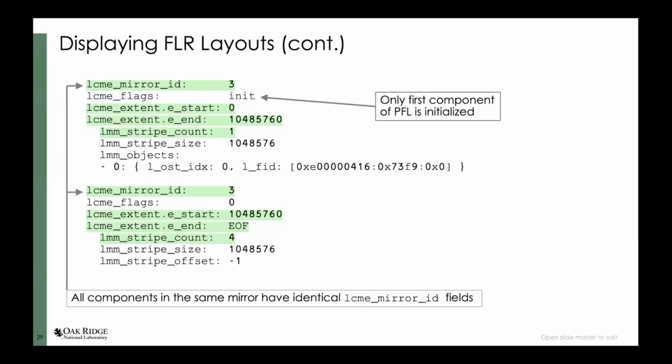And then the remaining 2 components that are displayed from getstripe refer to the third mirror. So these are the PFL components for that third mirror. Here you see that both these components have the same mirror ID 3 because they're both parts of the same mirror. And then the other parts look very much like your standard PFL layout. The first component has flags of init because it's the only initialized component, whereas the second component has its flag set to 0 because it hasn't had any data written into it yet. And then the start and end points for the extents are set to the corresponding PFL components.